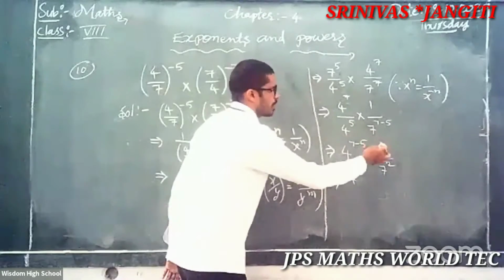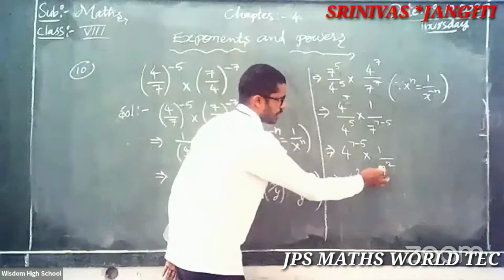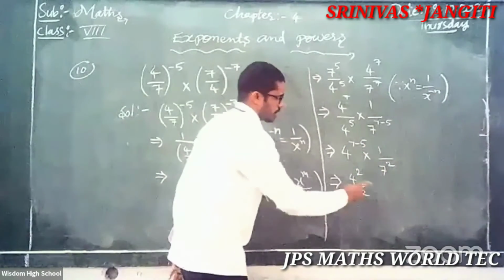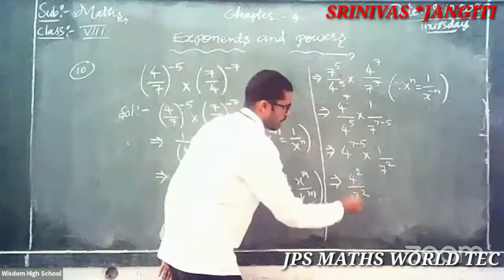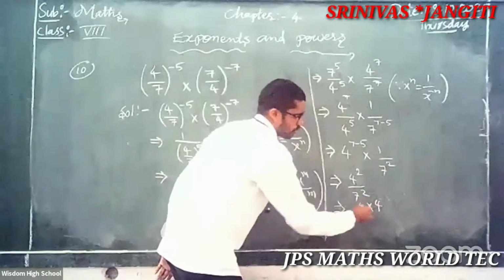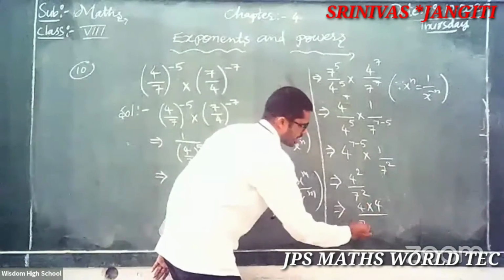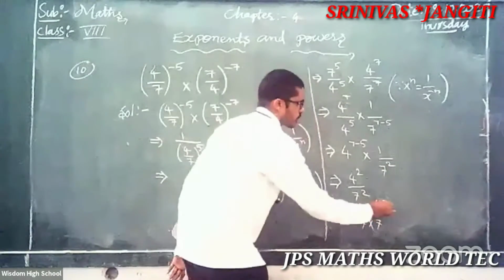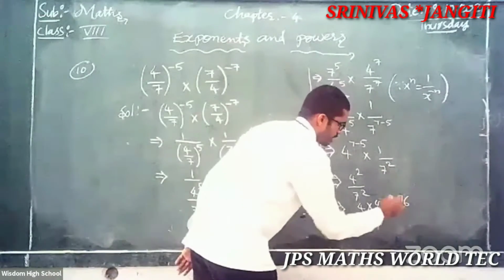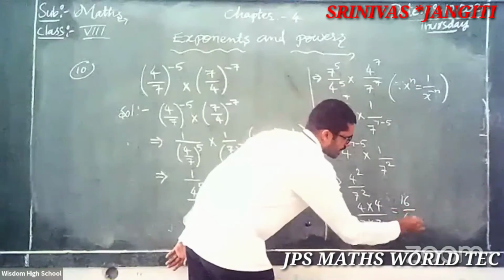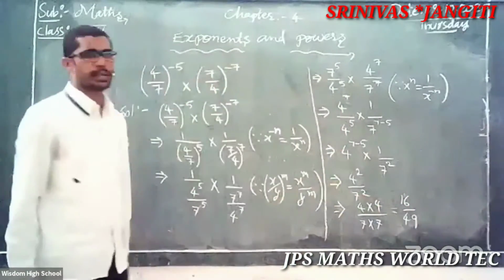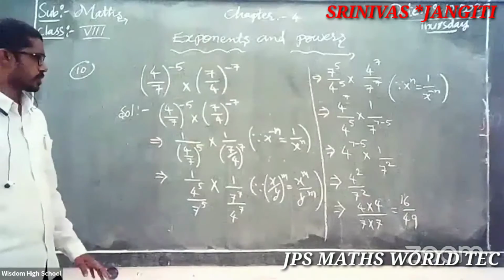So 4 square into 1, 4 square by 7 square down. What is the meaning of 4 square? 4 into 4. By 7 square means 7 into 7. So 4 4s are 16 by 7 7s are 49. So simple. Did you understand here?